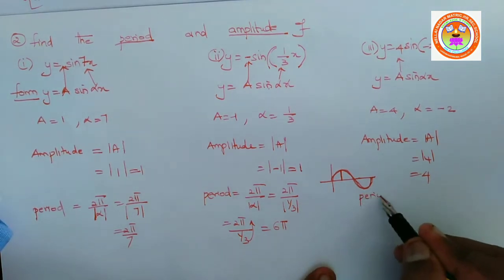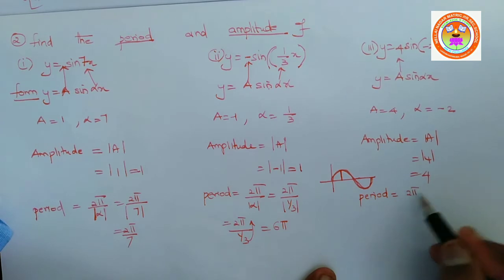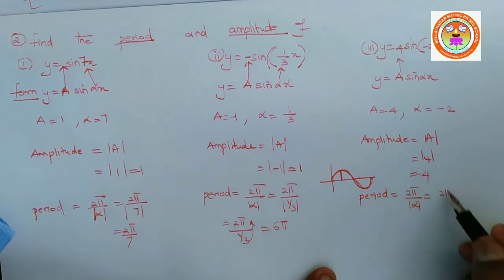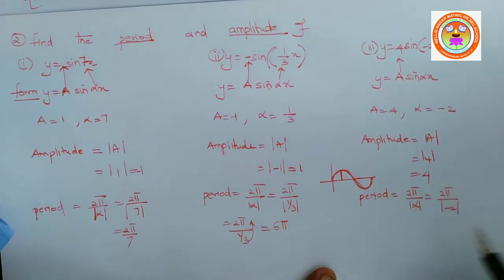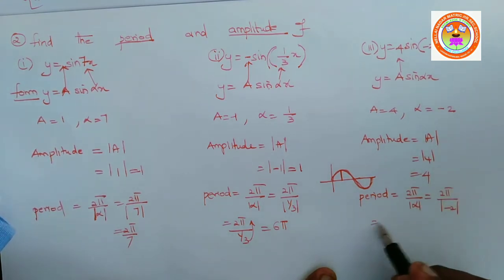So period is equal to 2 pi divided by modulus of alpha. 2 pi divided by modulus of minus 2, because alpha is minus 2. So 2 pi, this modulus of minus 2 becomes plus 2.